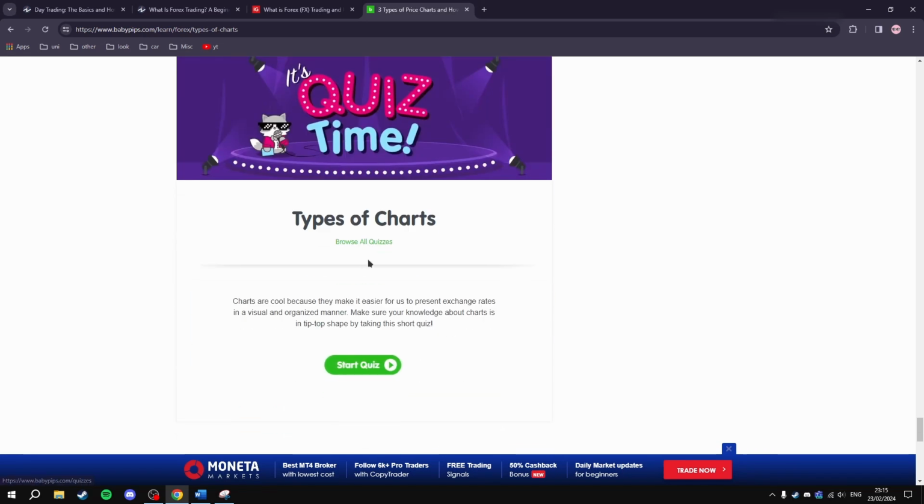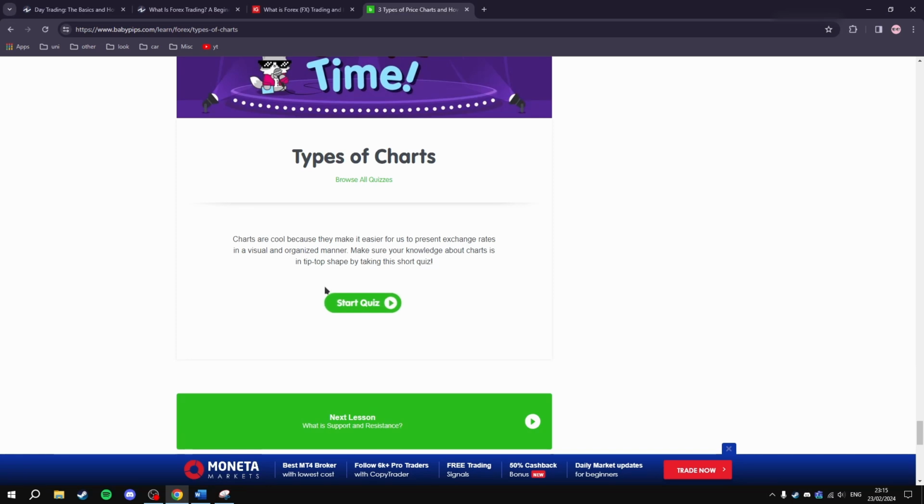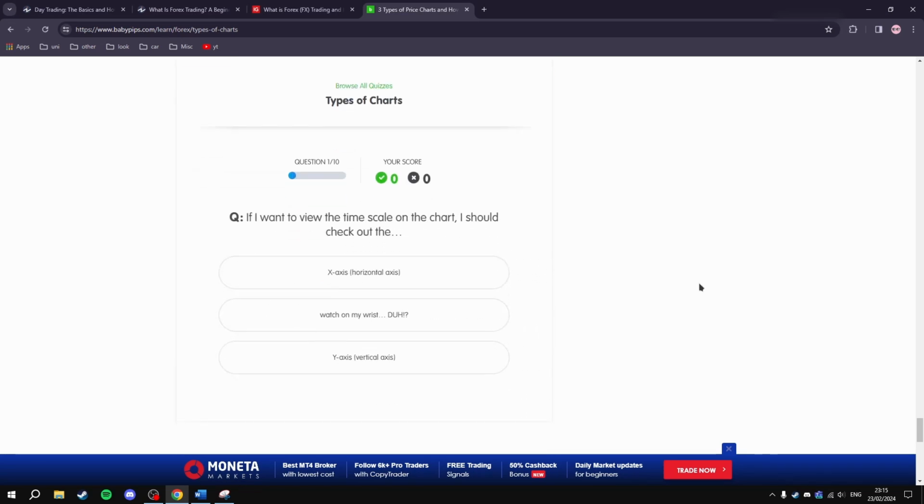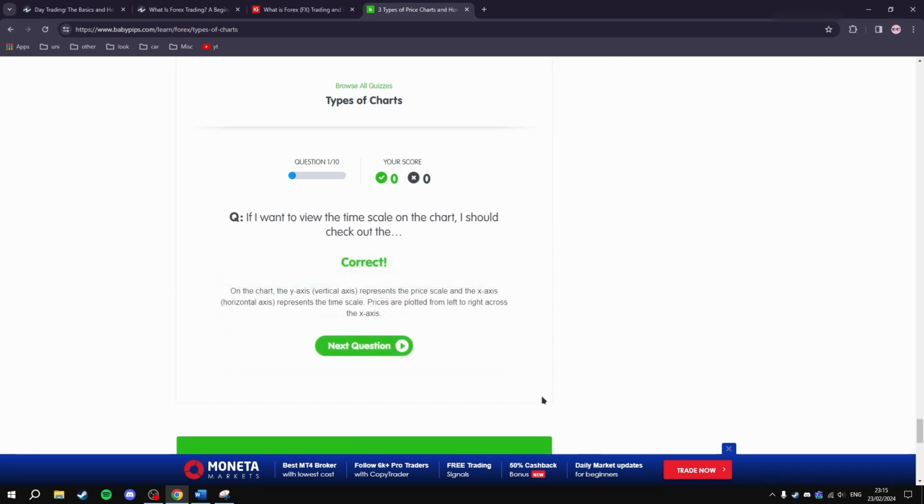Quiz time. Types of charts. Charts are cool because they make it easier for us to present exchange rates in a visual and organized manner. Make sure your knowledge about charts is in tip-top shape by taking the short quiz. If I want to view the timescale on the chart, I should check out the x-axis. On the chart, the y-axis, the vertical axis, represents the price scale, and the x-axis, the horizontal axis, represents the time scale. Prices are plotted from left to right across the x-axis.